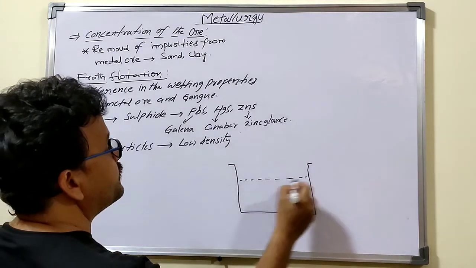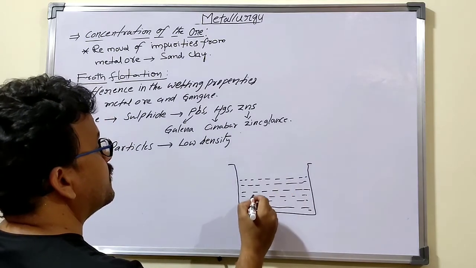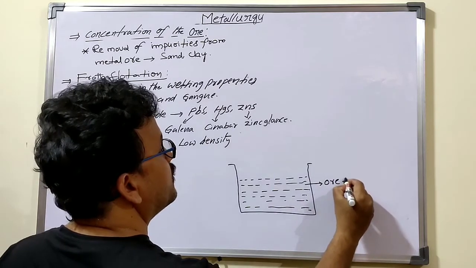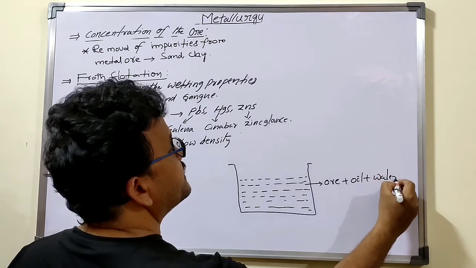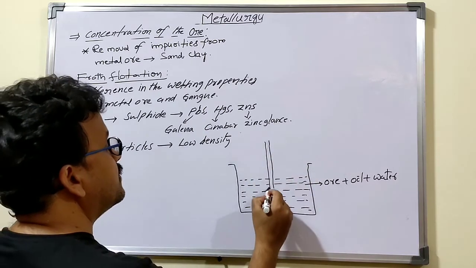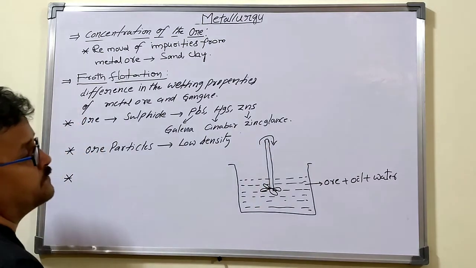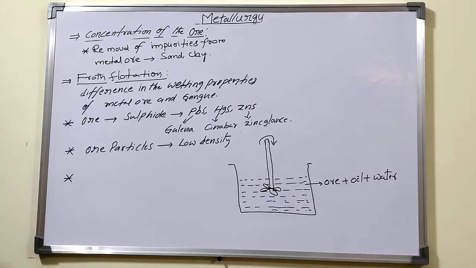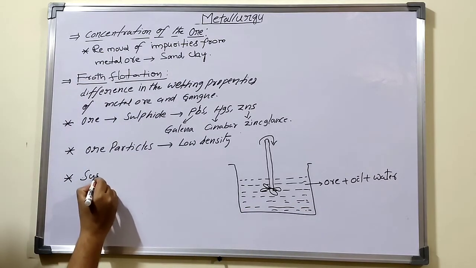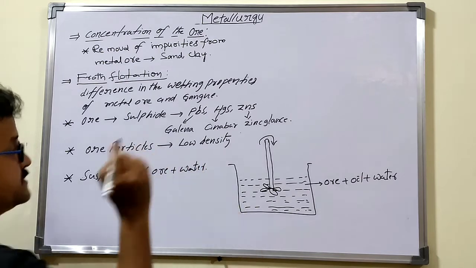And here we are taking ore plus oil plus water and a rotating paddle to rotate it. This is the arrangement. Here the powdery form of ore is mixed with water and a suspension is formed. A suspension of ore and water is taken in a vessel.